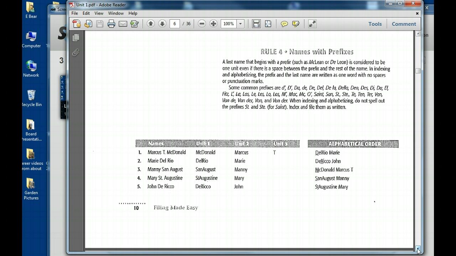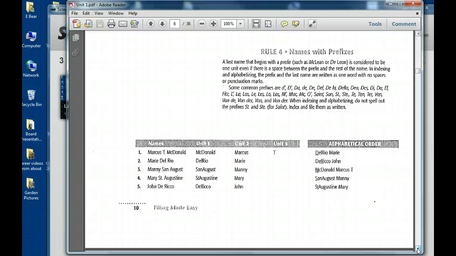Rule number 4, names with prefixes. A last name that begins with a prefix, such as McLean or De Leon, is considered to be one unit even if there is a space between the prefix and the rest of the name. In indexing and alphabetizing, the prefix and the last name are written as one word with no spaces or punctuation marks.